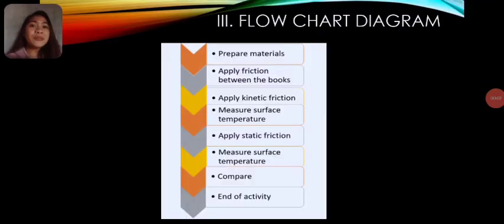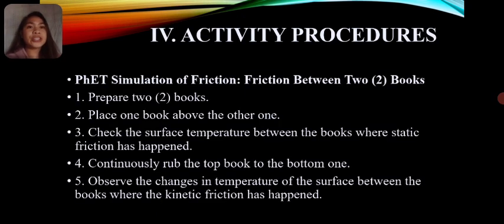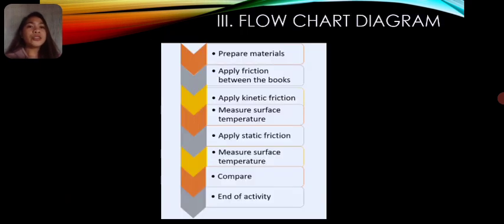So, hello, I am Gleziel Mae Villamor, and I am going to talk about the flowchart diagram and the activity procedure. These two are just the same, so I am going to focus here on the flowchart diagram. So, first we are going to prepare the materials. The materials were already mentioned by my group mates earlier.